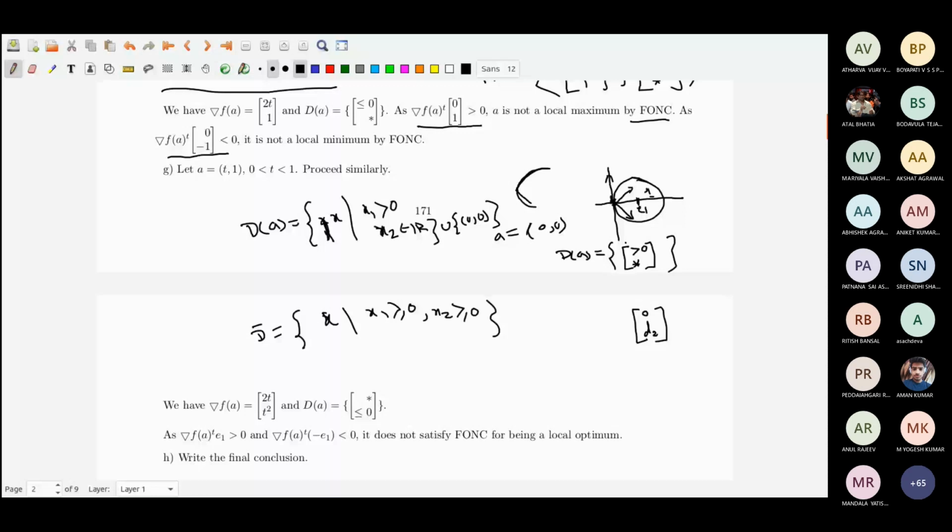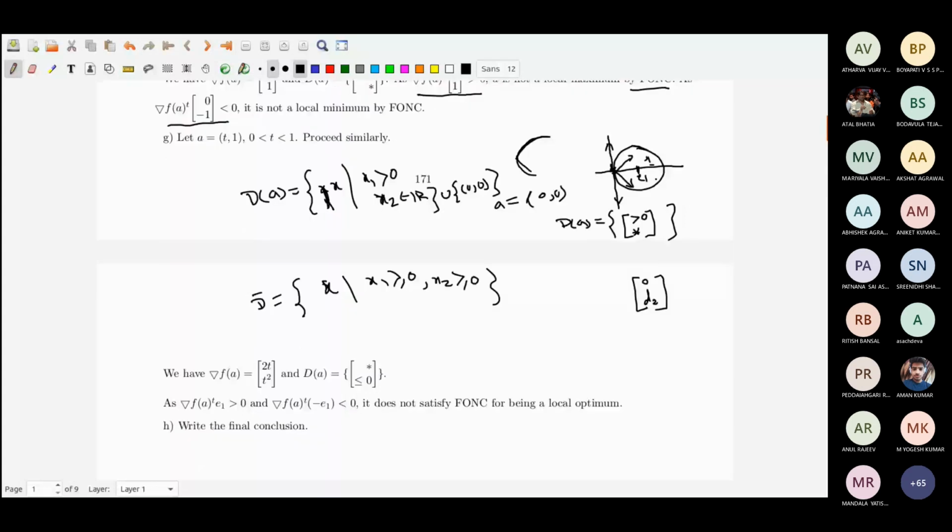That means all these Y directions also are included. Understood? So that is what we are doing. In any case, by FONC the condition has to be satisfied for all directions in D closure, right?